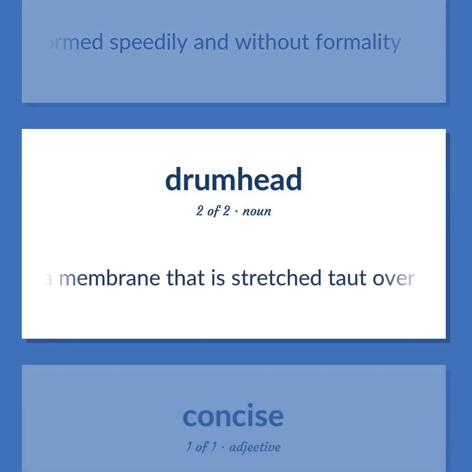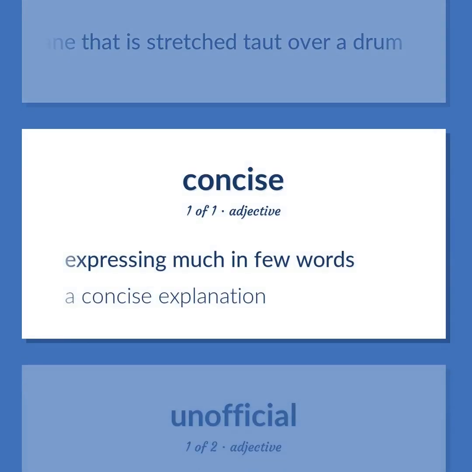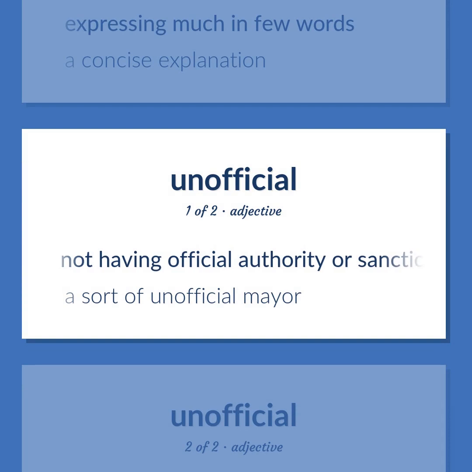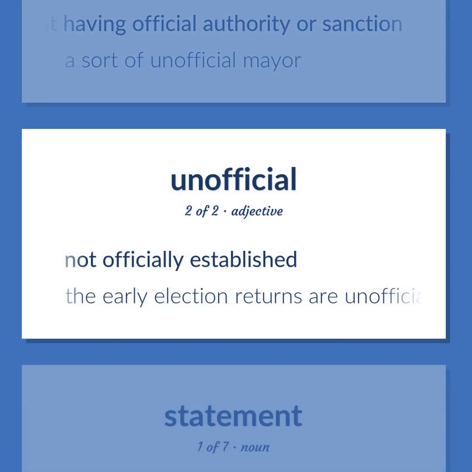A membrane that is stretched taut over a drum. Expressing much in few words. A concise explanation. Not having official authority or sanction. A sort of unofficial mayor. Not officially established. The early election returns are unofficial.